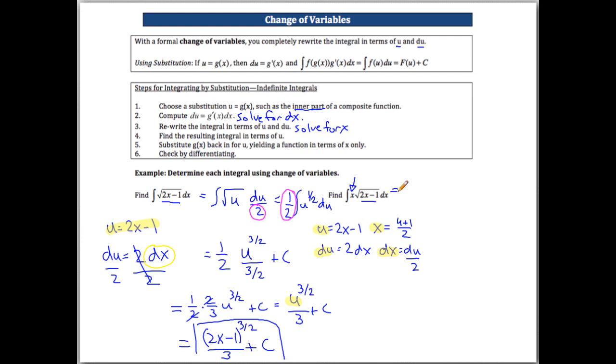Okay, so let's go ahead and substitute everything here. So instead of x, we're going to write u plus 1 over 2. And then this is going to be u to the 1/2. And then instead of dx, I write du over 2.